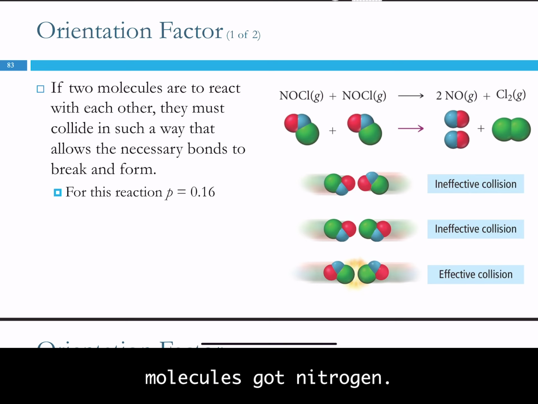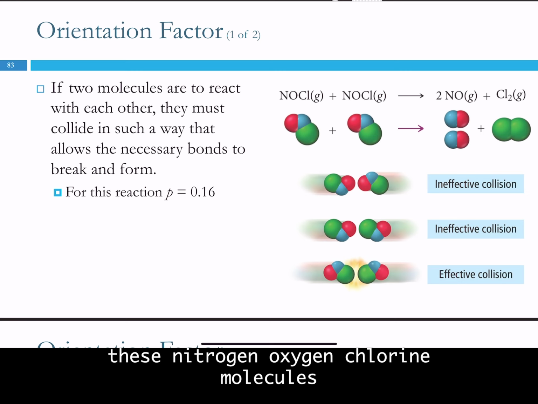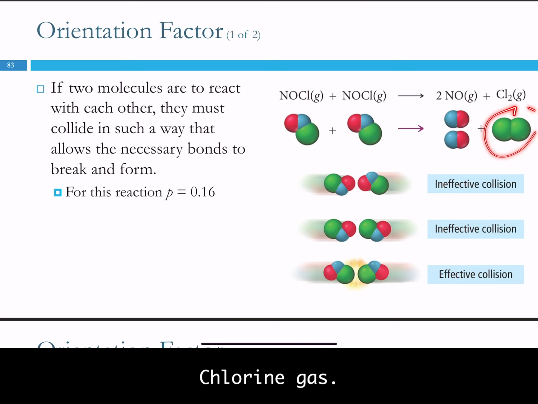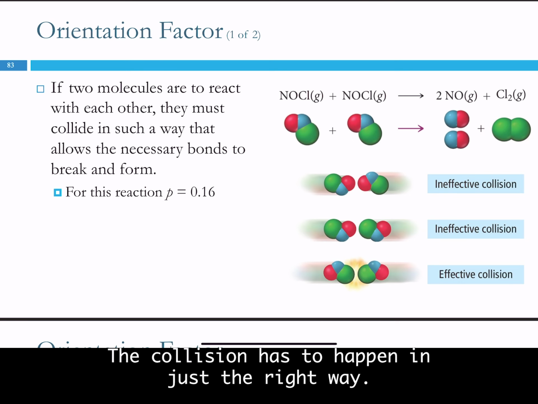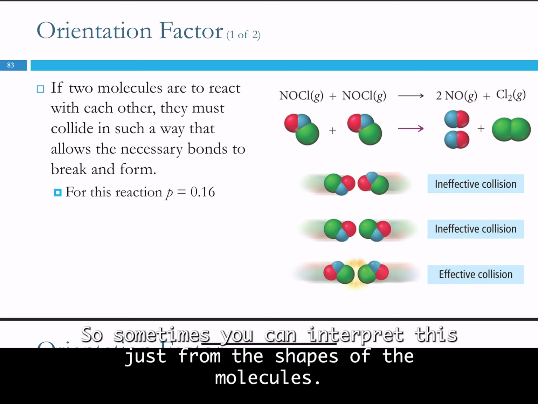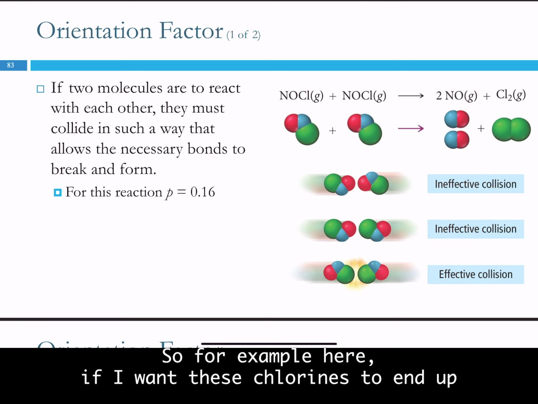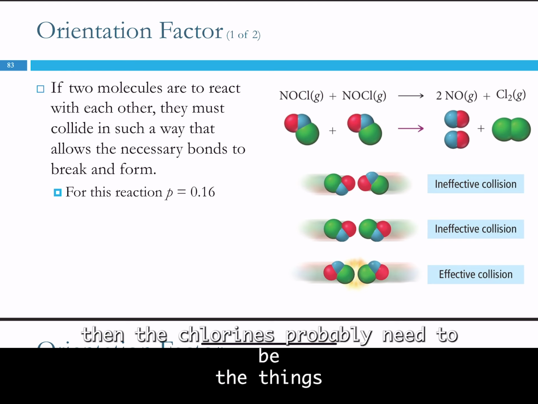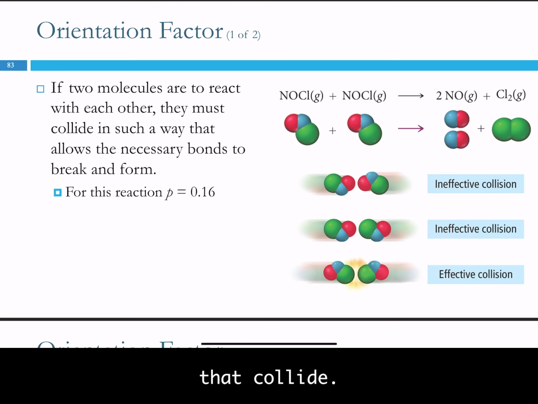So in the case of these molecules, we've got nitrosyl chloride probably, where these nitrogen, oxygen, chlorine molecules react to form nitrogen monoxide and chlorine gas. The collision has to happen in just the right way. Sometimes you can interpret this just from the shapes of the molecules. So for example here, if I want these chlorines to end up bonded together and separated from their nitrogen monoxides, then the chlorines probably need to be the things that collide.